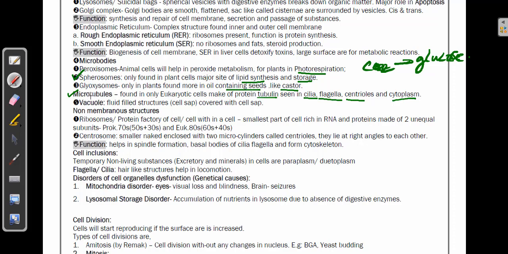So without microtubules, the cytoplasm may not be a specific structured organelle. If it doesn't have any skeleton, you know what happened. So it will not give a proper support.